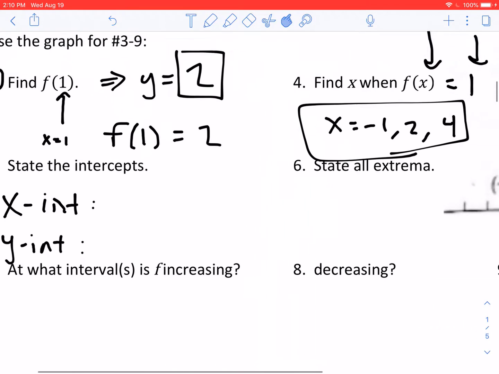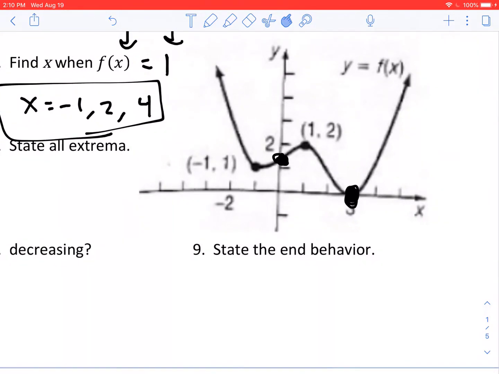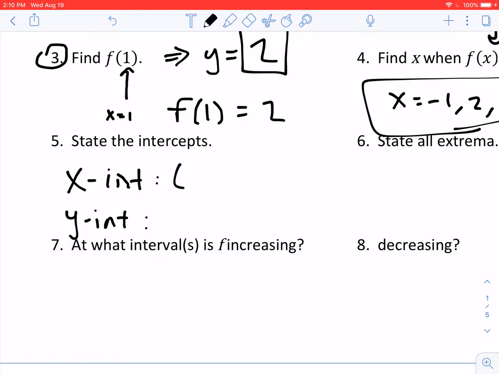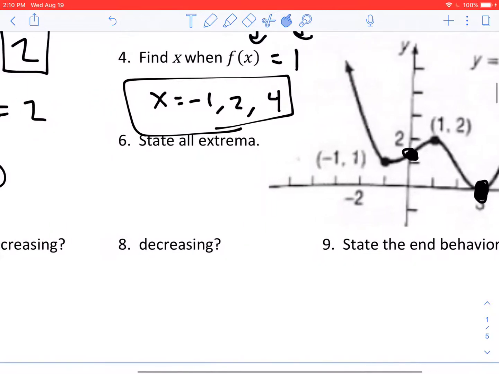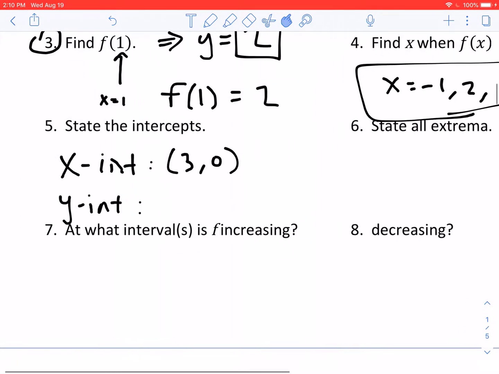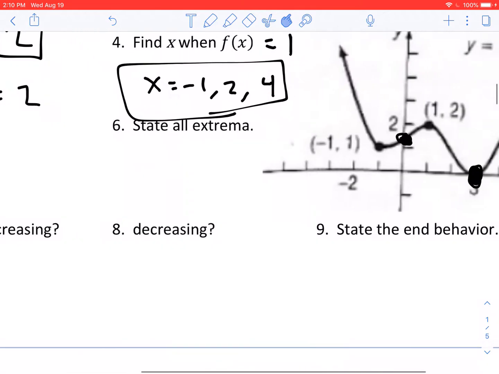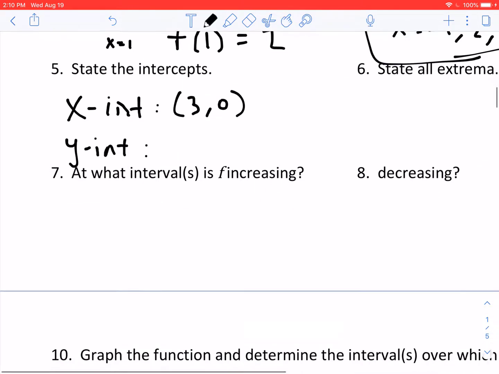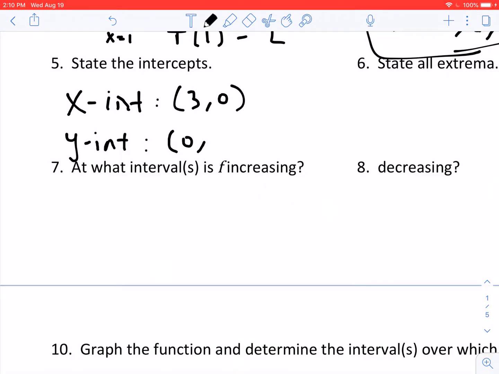Remember, intercepts are points on the graph. So the x-intercept is here at the point 3, 0. If you write x equals 3, even though I would know what you meant, you technically didn't write the intercept because you didn't write it as a point. x, y. What's the y-intercept? The y-intercept is here at the point 0, let's say 1.5. 0, 1.5. Okay, awesome.